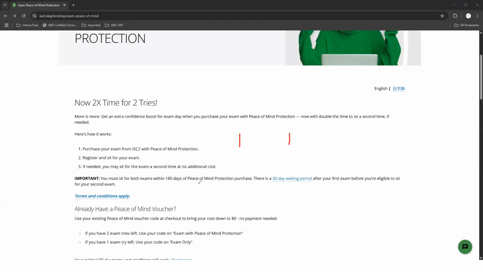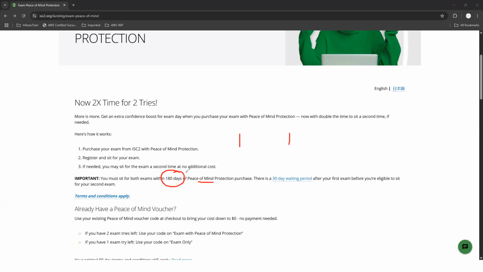The only thing they are telling you is that once you purchase the voucher with the peace of mind offer, you have to write the exam within 180 days. This is a very good offer they have given us. That means you purchase the voucher now and you can take both exams if needed, including the second exam.